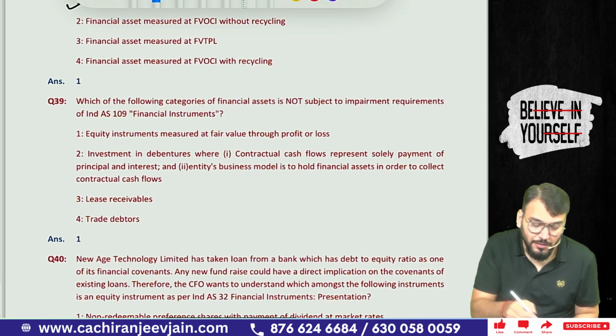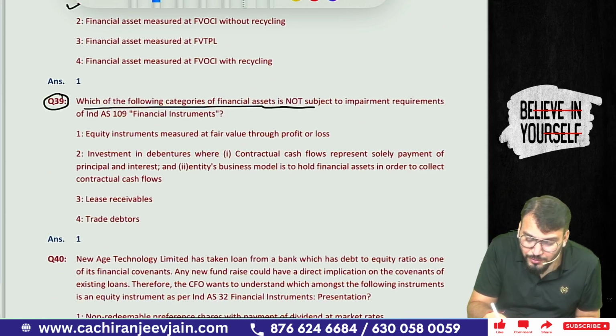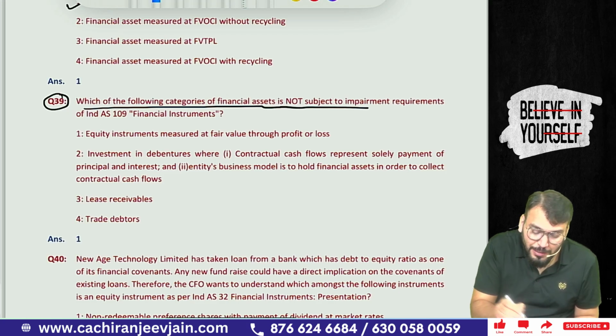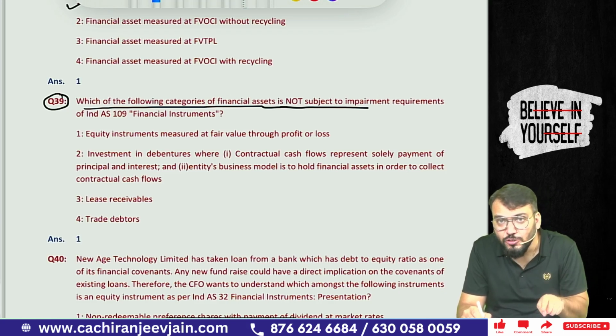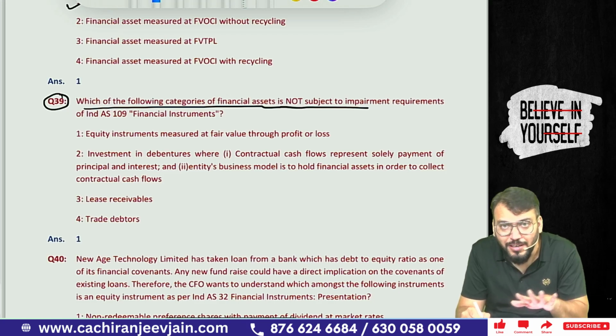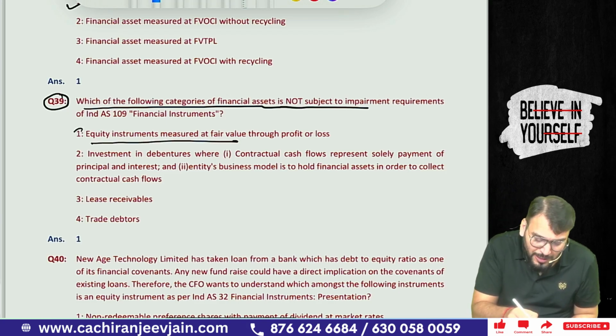Coming to question 39, which of the following categories of financial asset is not subject to impairment review? There are two exceptions which are not covered under the scope of impairment. One is equity instrument measured at FVTOCI and the other is financial asset measured at FVTPL. These are not covered for impairment. So equity instrument measured at FVTPL, option number 1 is the only correct one.